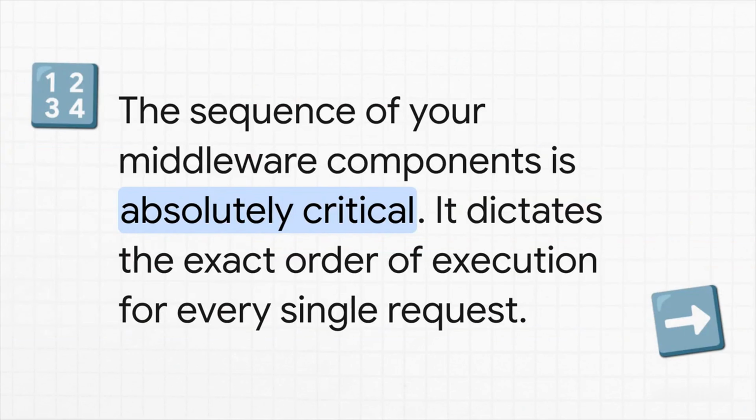And this leads to probably the most critical point of all. Order matters a lot. The sequence you add your middleware in your code is the exact sequence it's going to run. I mean, think about it. You want your security guard checking IDs before your file server starts handing out sensitive documents, right? That's why the order is everything.